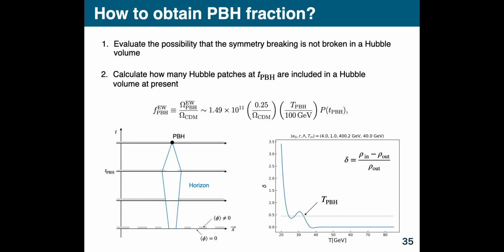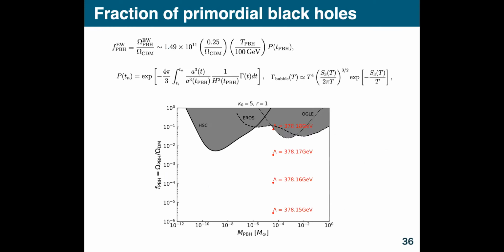You show the plot which is very sensitive to the lambda value. In general, yes, the fraction f_PBH is very sensitive to lambda here. But in this figure, I cannot see how lambda actually plays a role in the calculation.